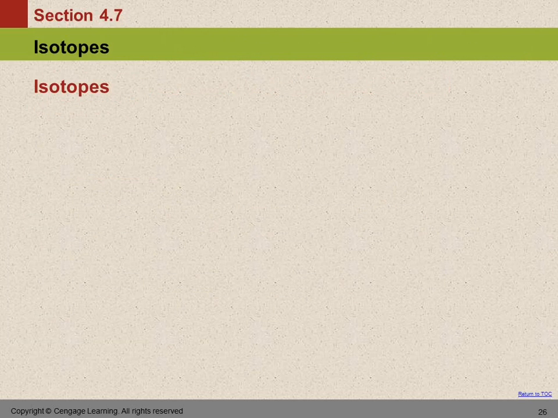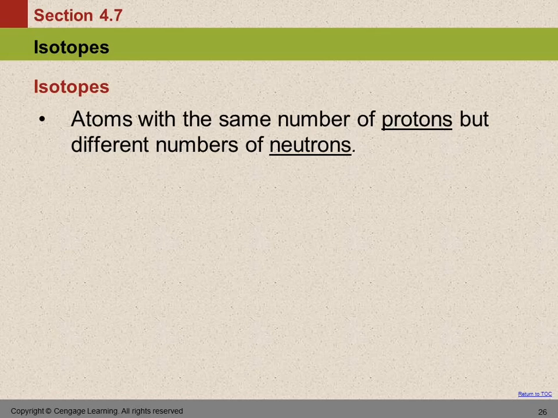Now, I mentioned isotopes. You can have atoms of the same element. They're always going to have the same number of protons. It's the number of protons that identifies an atom as an element. Hydrogen, all of them have 1 proton. Carbon, all the carbon atoms have 6 protons. But they can have varying numbers of neutrons.